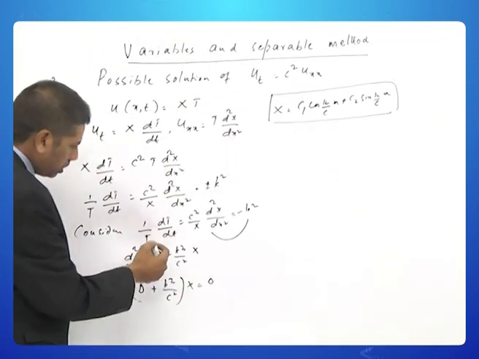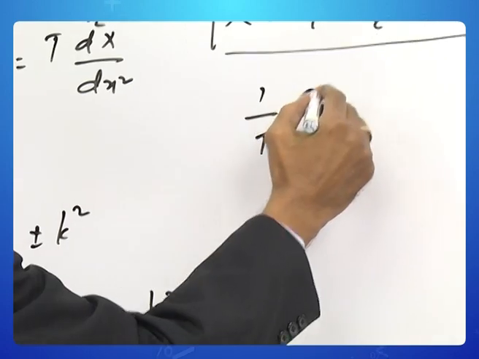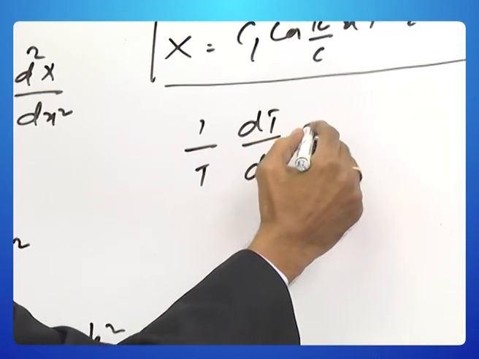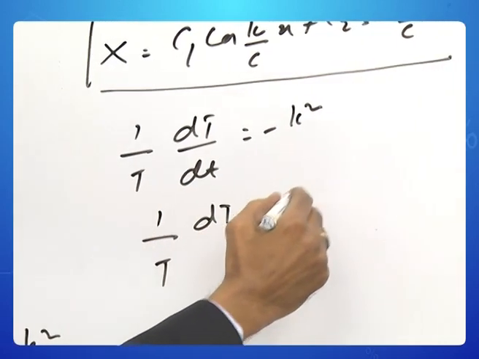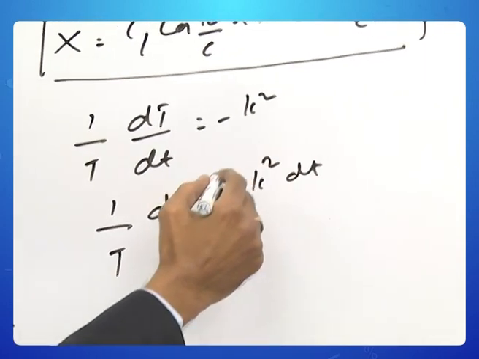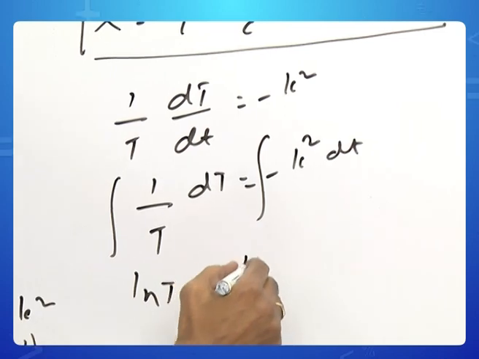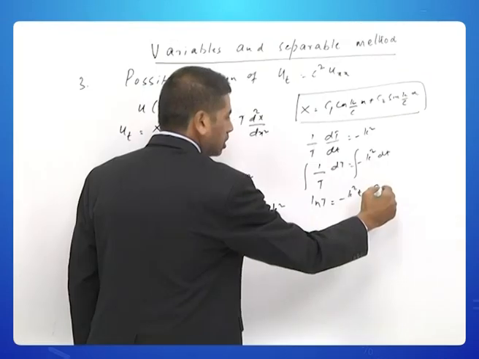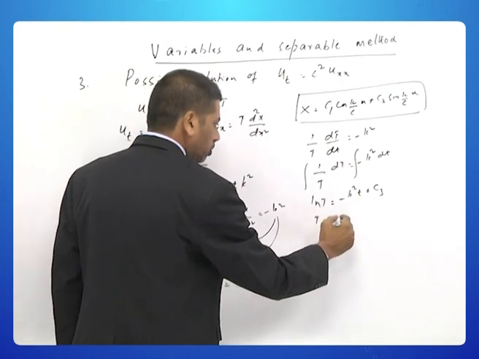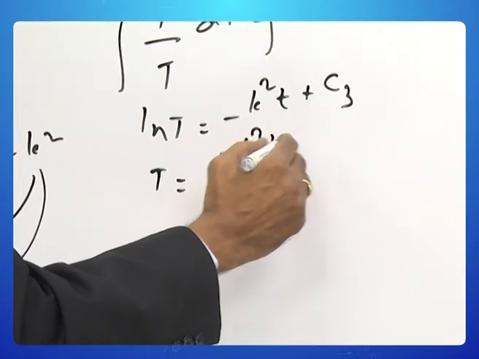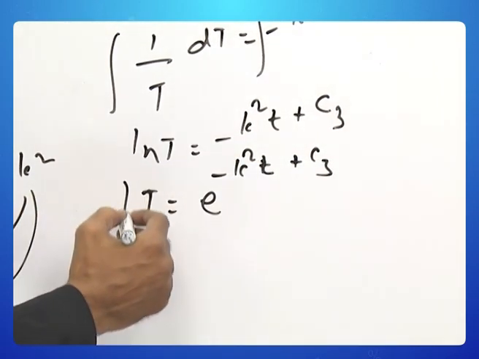Now, again let us take this group, that is 1 by capital T dT by dt is equal to minus k squared. This is a first order situation. So, we will get log T is equal to minus k square t plus c3. So, capital T is equal to e power minus k square t plus c3. So, this is capital T.